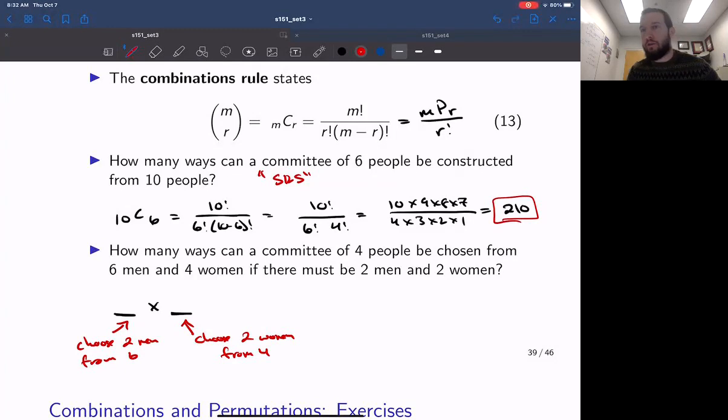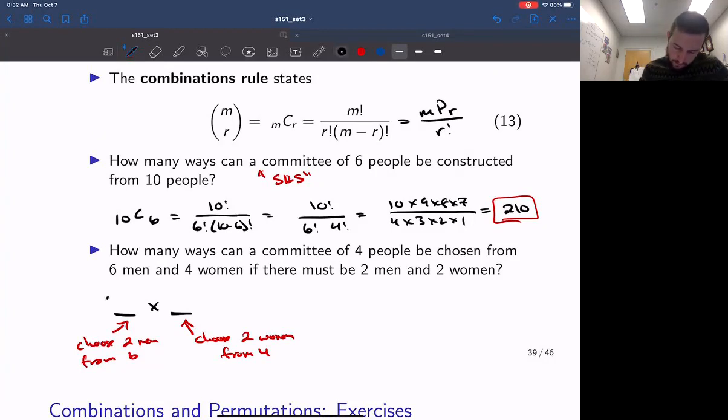Each of these actions is a combination rule. So for the men, we're choosing 2 out of 6 men. So how many ways can I sample 2 out of the 6 men available? And for the women, it's the same idea. How many ways can I sample 2 out of the 4 women that are available to serve on the committee?